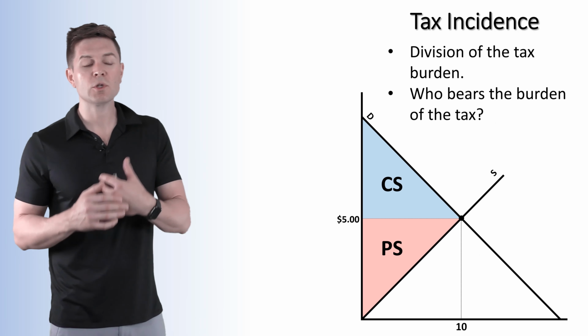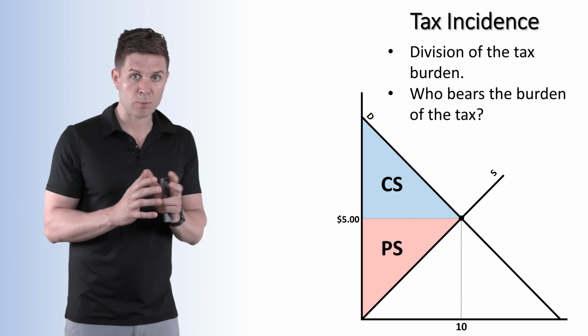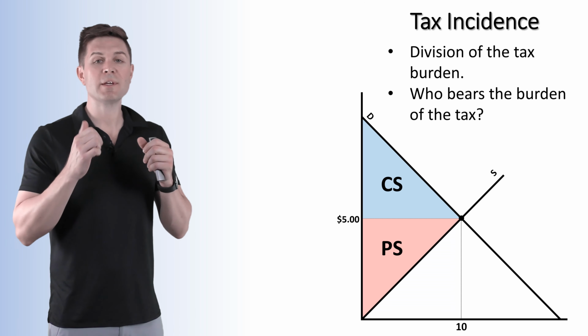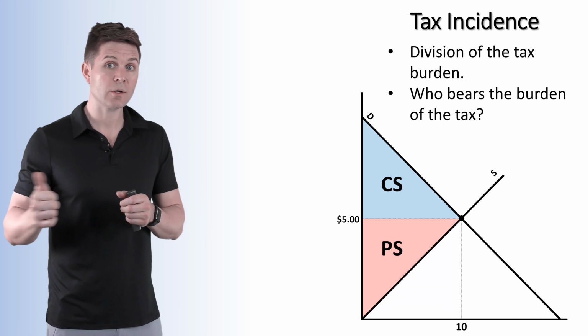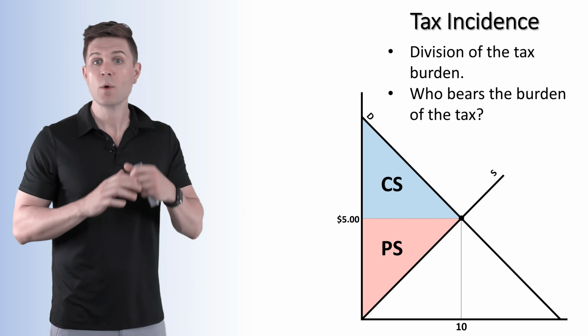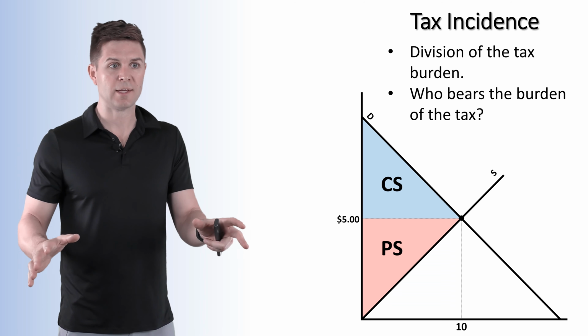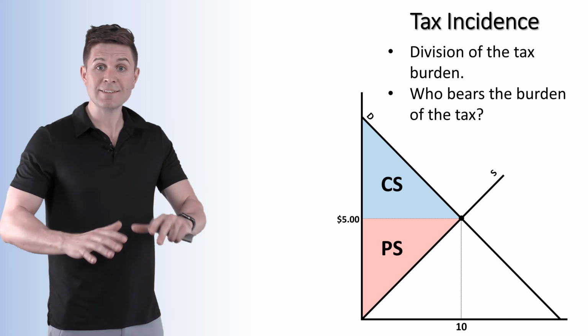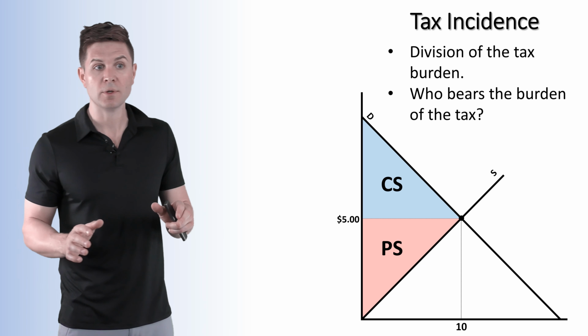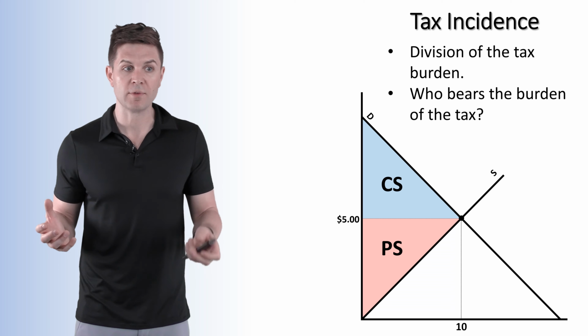So in this one, we're going to look at two different examples on top of one another and see how the exact same tax from the buyer or the seller's point of view, whether the buyer or the seller is submitting the payment, ends up with the exact same result. So tax incidence, like I said, is the division of the tax burden. Who actually bears the burden of the tax?